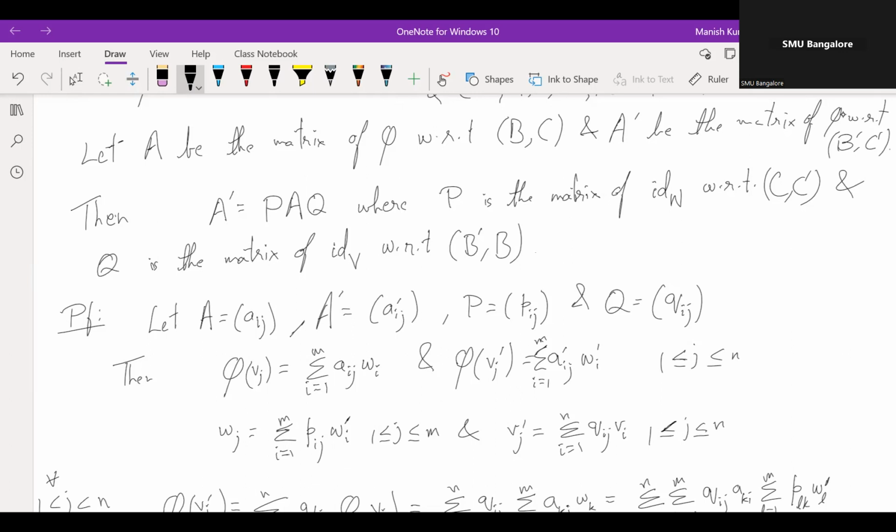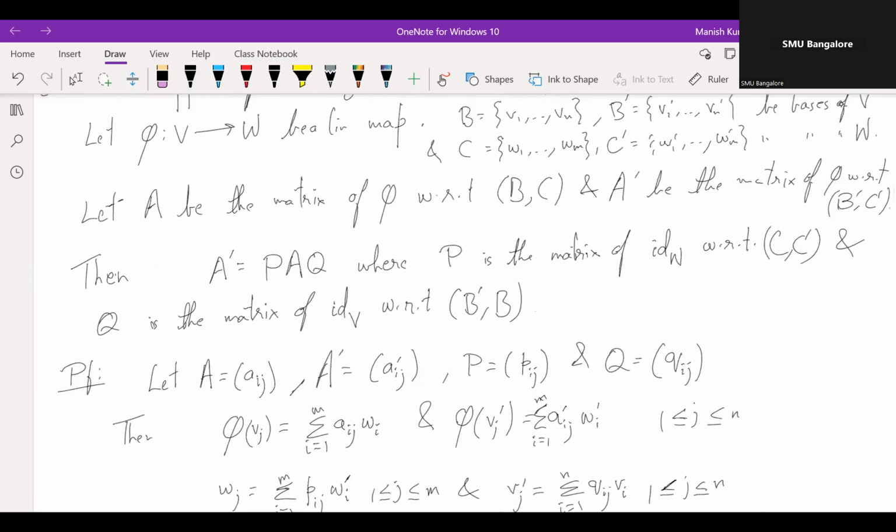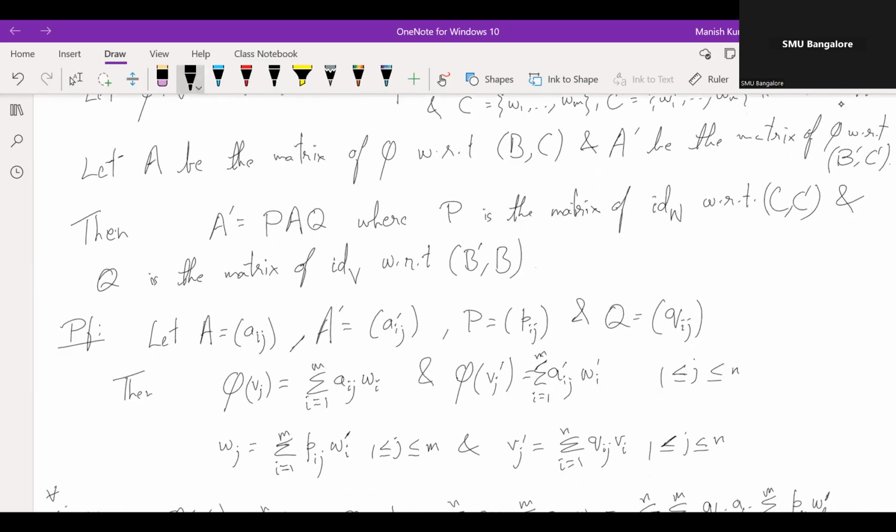Okay, this is fine. Similarly, Q is the matrix of the identity of V with respect to B prime, B. This means that if you take the jth vector in V prime, Vj prime, then you can write it as the summation of Qij Vi, because the Vi's are the elements of V. So I just copied down what it means for A to be the matrix of phi with respect to B, C, for A prime to be the matrix of phi with respect to B prime, C prime, and for P to be a matrix.